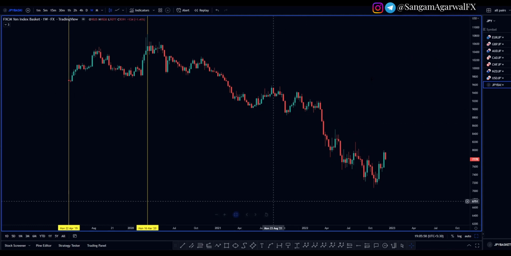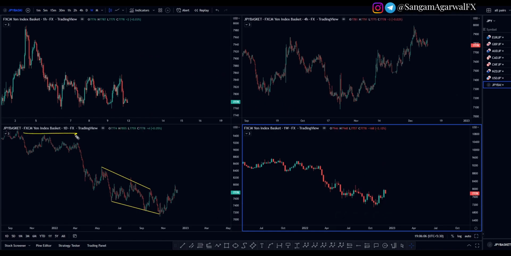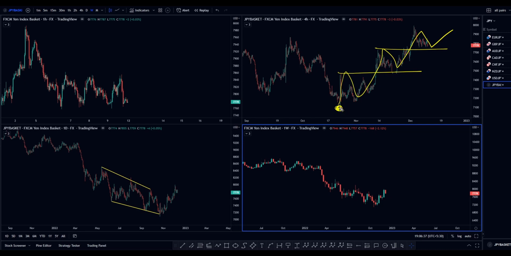So when you trade any JPY pair, you can use this FXCM JPY basket index as your guide, because this trend ended with a diagonal chart pattern, and on H4 it is making higher high higher low. So this was your low, and you have to watch carefully. As long as price is trading above this low, you can expect strong JPY is coming.